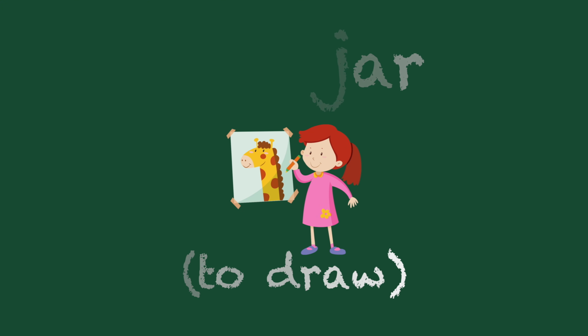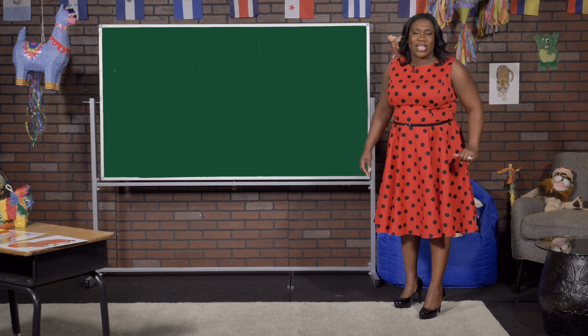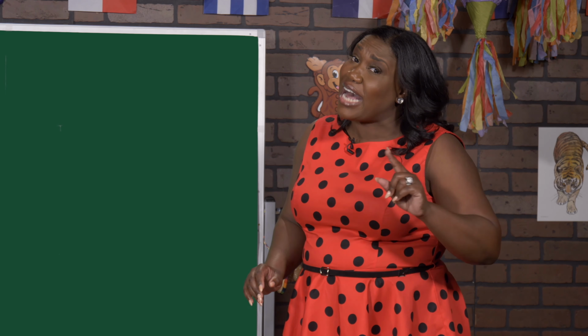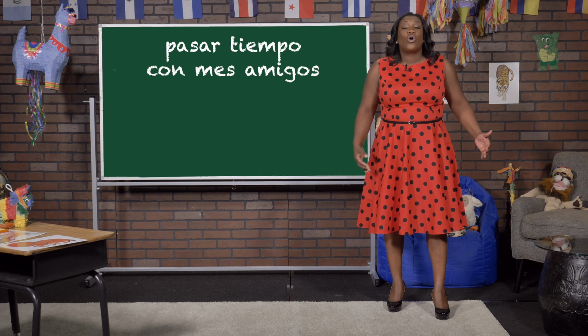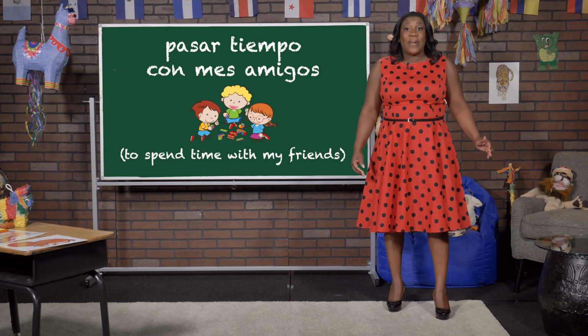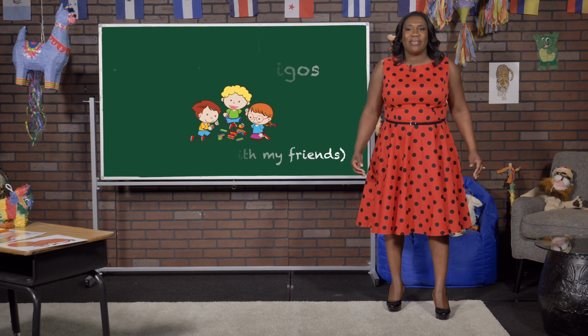The next one is going to be dibujar, to draw. Repite, por favor, dibujar. ¿Te gusta dibujar? Do you like to draw? Sí, me gusta dibujar. Let's keep going with our pronunciation. Our next one is probably one of my favorites besides bailar. The next one is going to be pasar tiempo con mis amigos, to spend time with my friends. Repite, por favor, pasar tiempo con mis amigos.